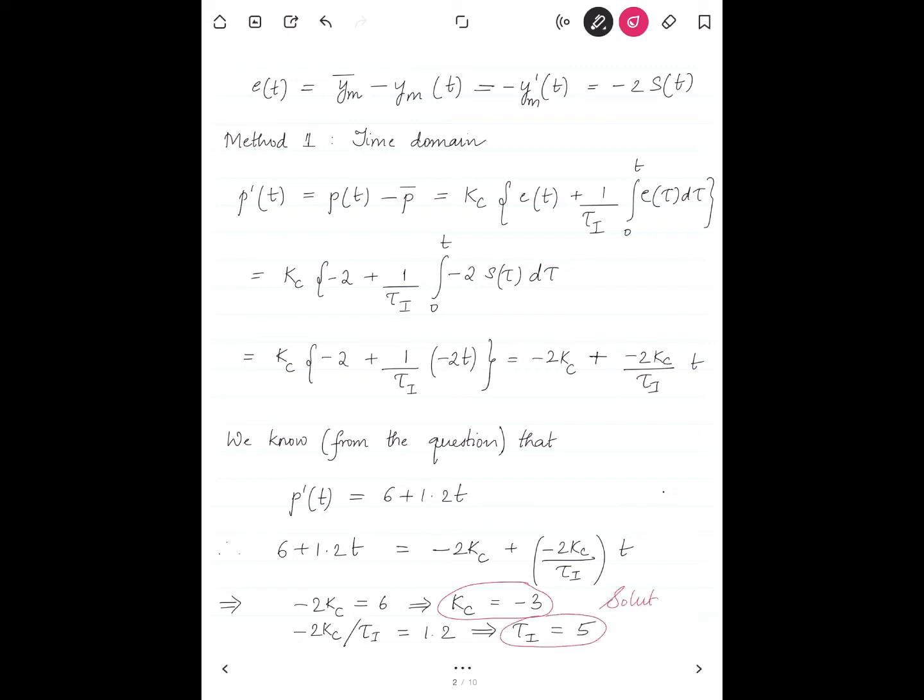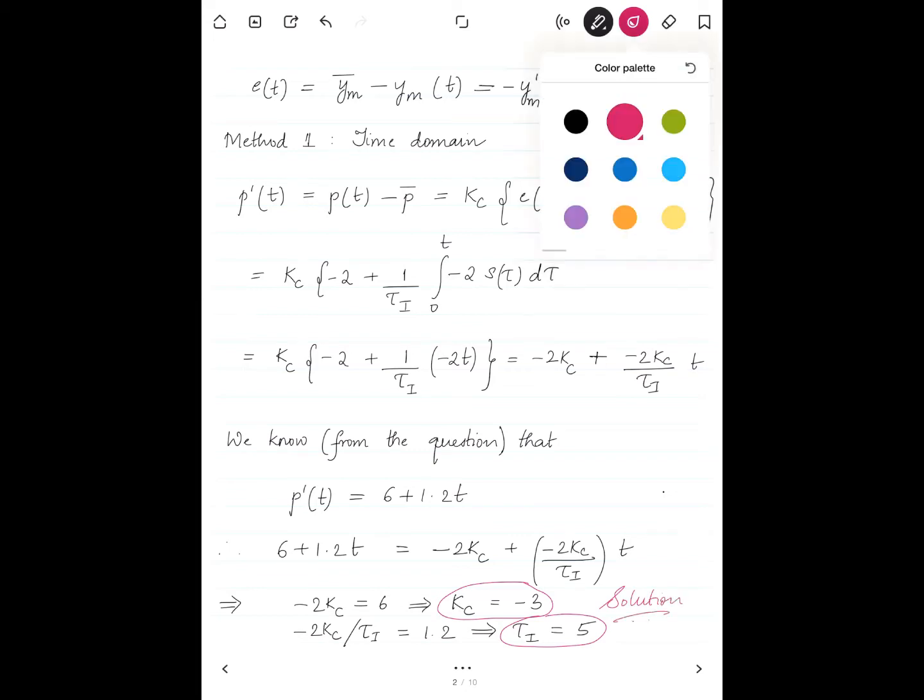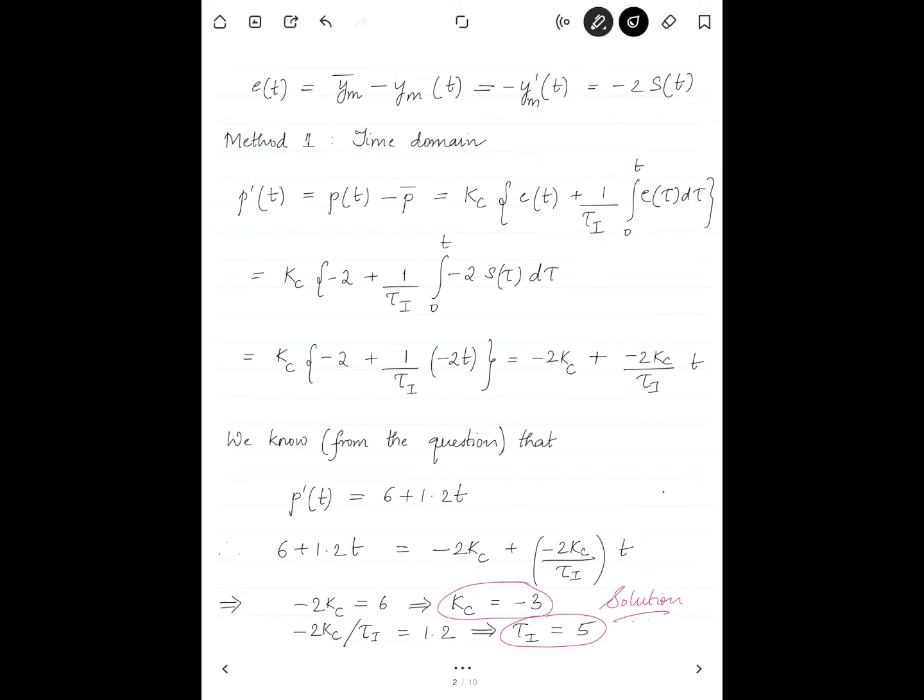And I mentioned that there is another method by which we can solve this, and that is to convert everything to the S domain and work with that, to work with the Laplace transforms rather than the time domain values. So let us see how to work with this problem in the Laplace domain or the S domain.